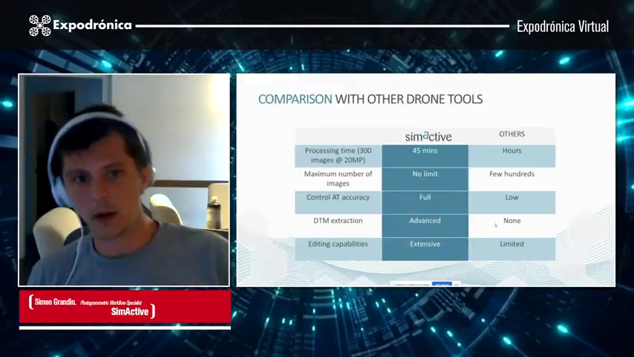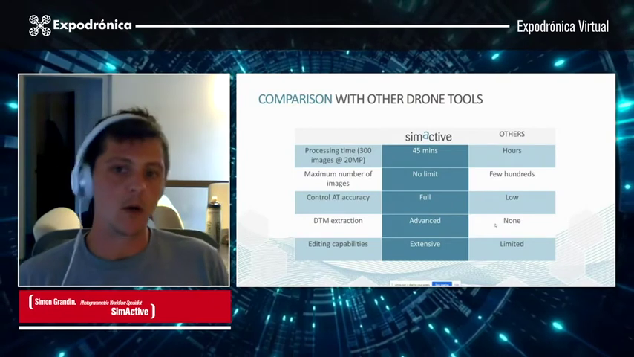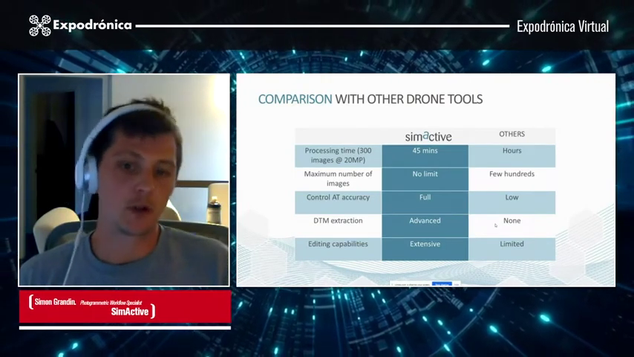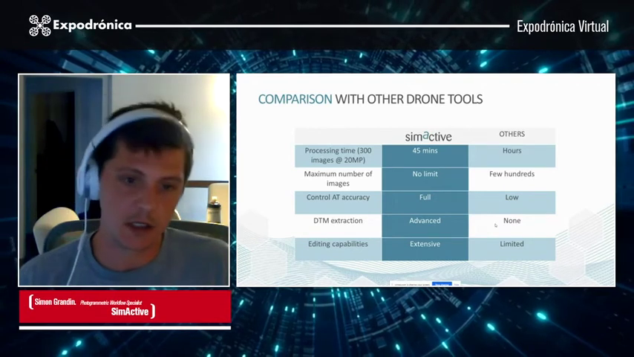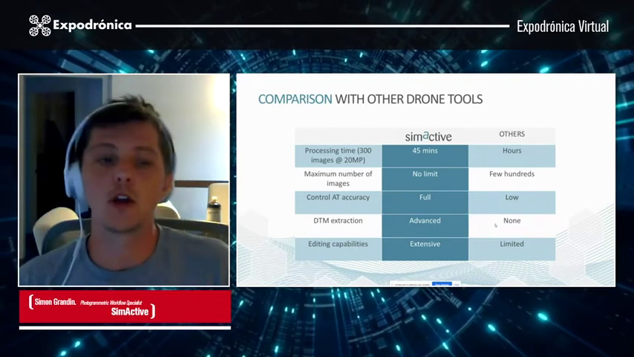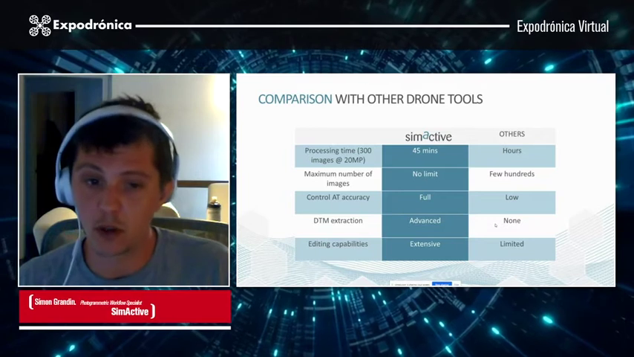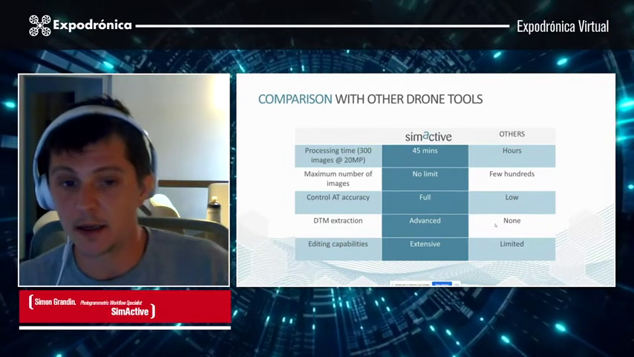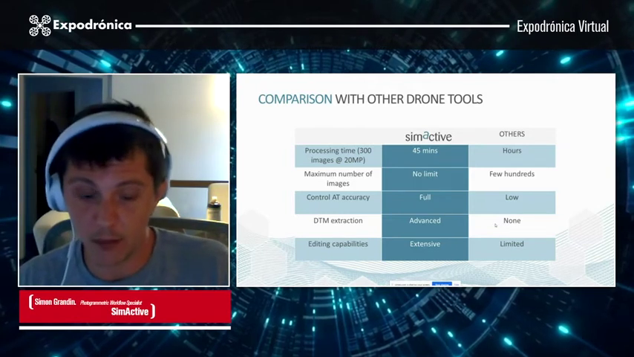So just a bit of comparison with other tools. Processing 300 images at 20 megapixels takes around 45 minutes, compared to hours for other competitors. There's no limit on the number of images. The control AT accuracy is full, so the user can really get full control over their data and get as much accuracy as possible.